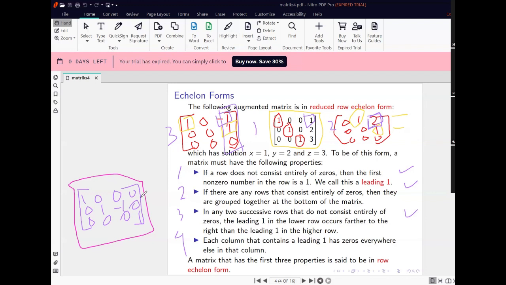What about number 2? Does it satisfy property number 2? Yes, it's correct. Thank you. And for number 3, in any two successive rows that don't consist entirely of zeros, you have to consider the 3 rows, because all the rows don't consist entirely of zeros. The leading one in the lower row occurs further to the right than the leading one in the higher row. Is it correct?